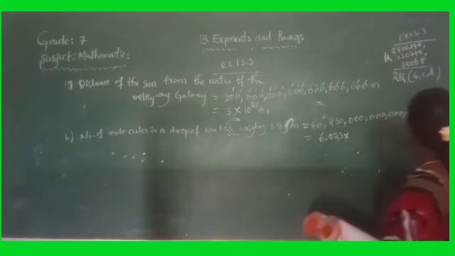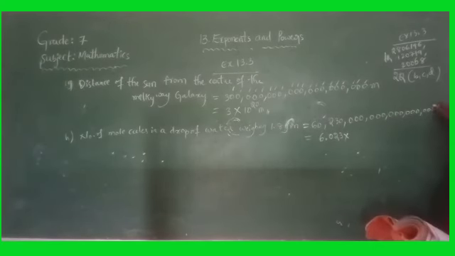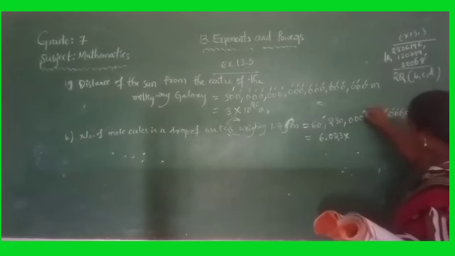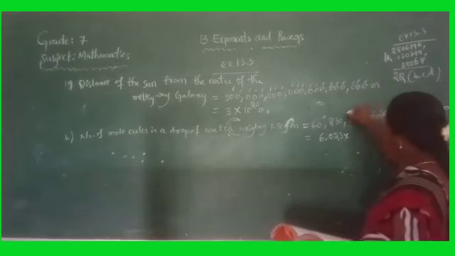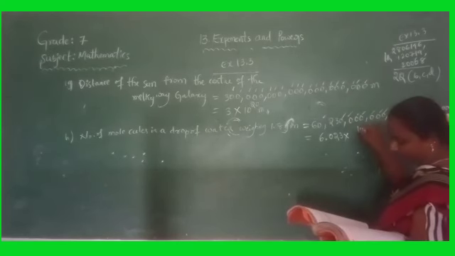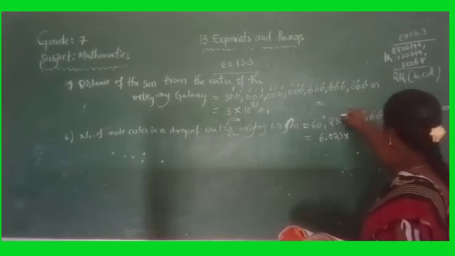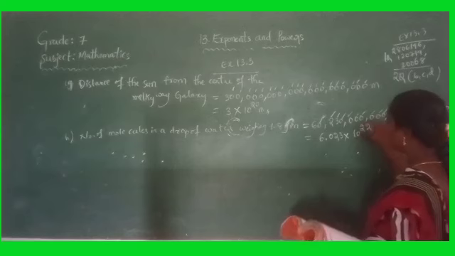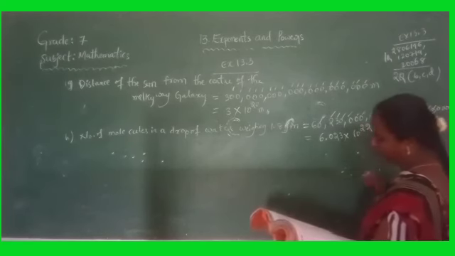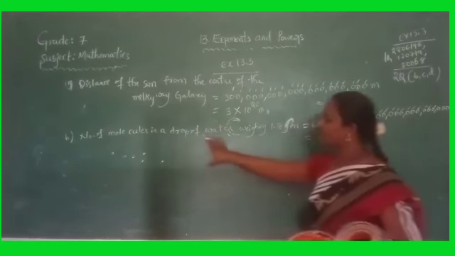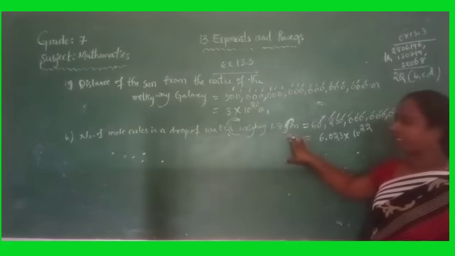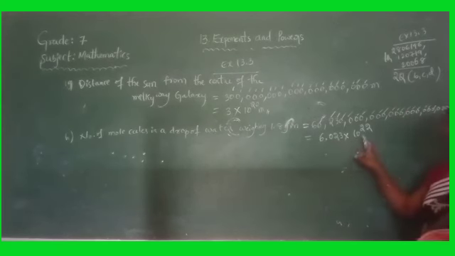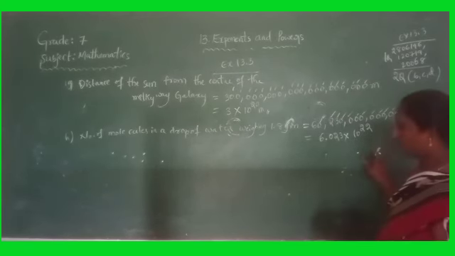That is 6.023 into. So let us count 1, 2, 3, 4, 5, 6, 7, 8, 9, 10, 11, 12, 13, 14, 15, 16, 17, 18 and 19, 20, 21, 22. So that is 10 to the power of 22. So the number of molecules in a drop of water weighing 1.8 grams, our standard form is 6.023 into 10 to the power of 22.